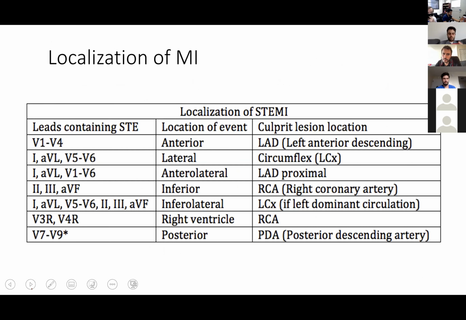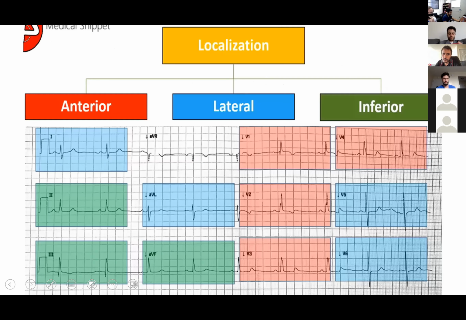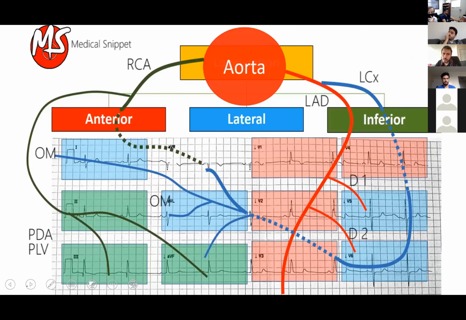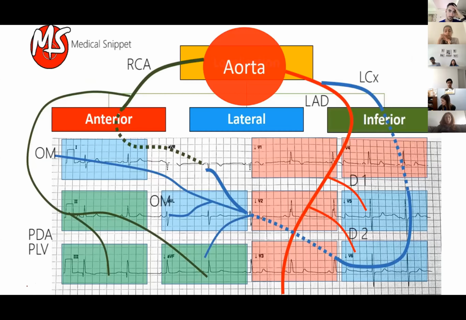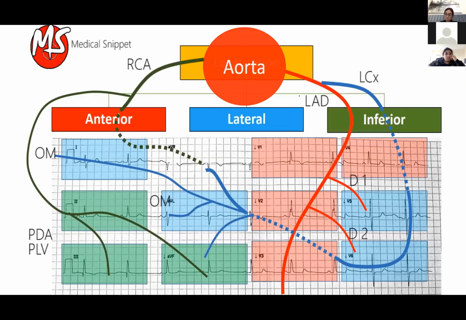And this is what we were saying about location. I think this is the best slide for that. Anterior or anteroseptal wall is V1 to V4, lateral wall is 1, AVL, V5, V6, and inferior wall is 2, 3, AVF. And as Eduardo was mentioning right now, he was pointing out the actual artery that is occluded, right?